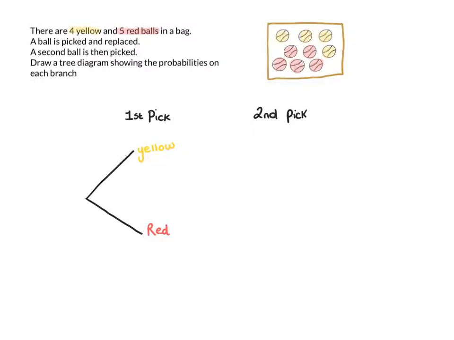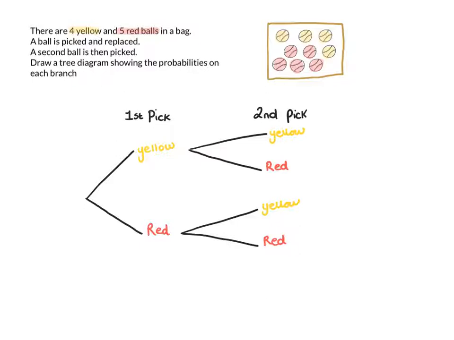For the second pick, if you've already picked yellow, you can still then, on your second pick, pick yellow or red. So we then have a tree drawn from yellow, the second pick being yellow or red. And then if we had picked red on the first time, we can then still pick yellow or red on the second time. The probability for each of these go on the branches, so on the line.